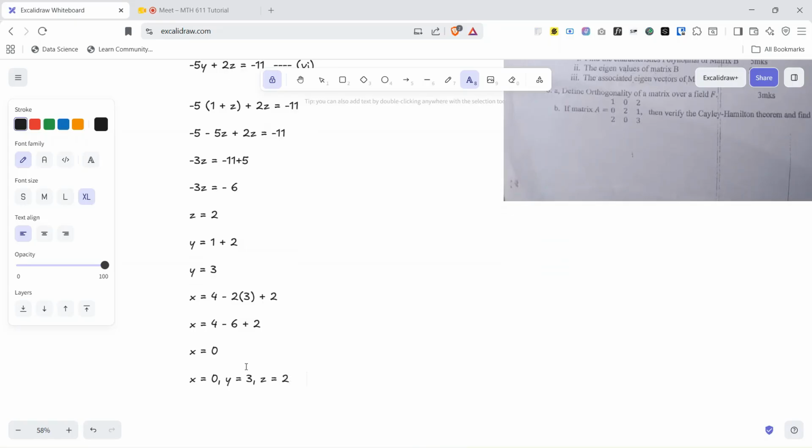Because they want us to find the point of intersection, we are now going to write it as (0, 3, 2). And that is going to be our answer.